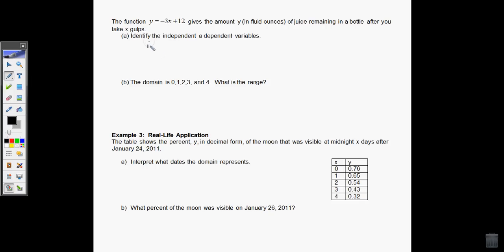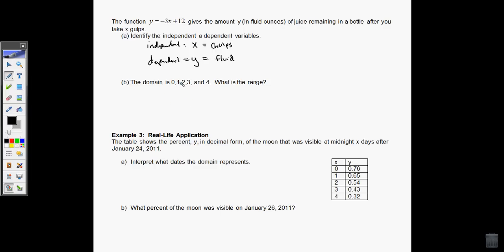So independent is the x, which represents gulps. Now that leaves the dependent to be the y, which represents the amount of fluid. Very cool. The domain is 0, 1, 2, 3, and 4. What is the range? Okay, so domain is the set of x values.